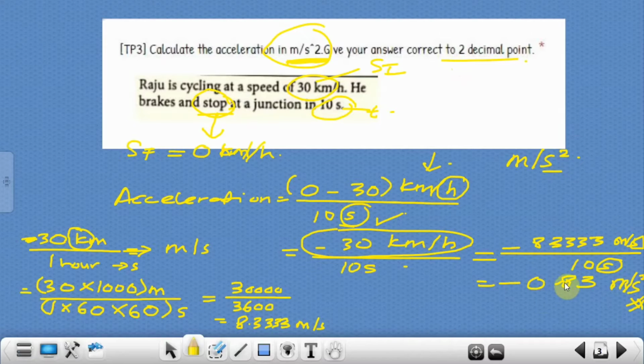Again, this negative is very important. If you don't put this negative symbol, then your answer will be wrong, because this negative shows that Raju is decelerating. Dia mengalami nyah pecutan.